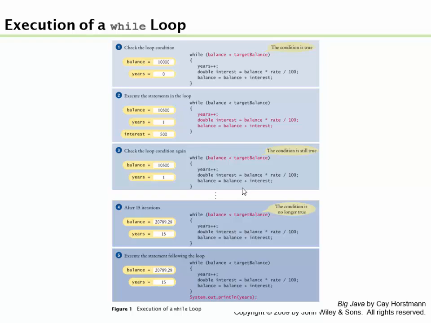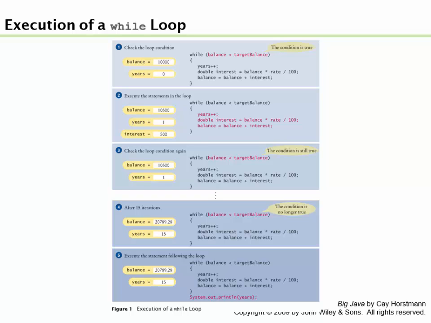So let's take a look at that loop execution. Here they're trying to show you the progression as you go through this loop, and I'll do the same. Okay, so we start out with our balance at 10,000. We're trying to get to 20,000 or so. So we're assuming that the balance is 10,000. We start out with the number of years. This is how many years have passed since you put the money in the bank.